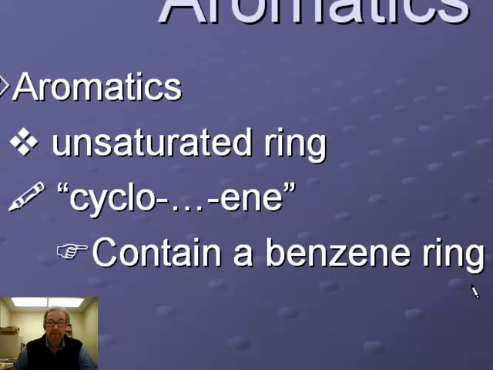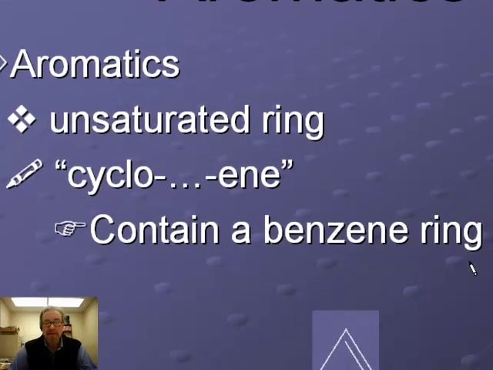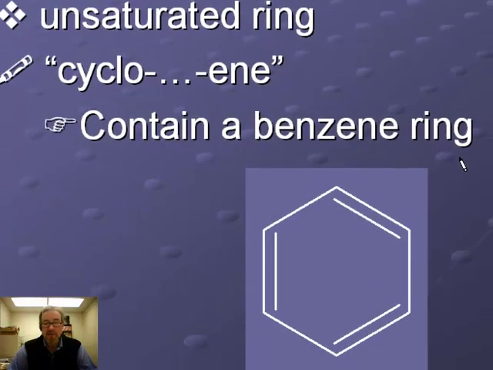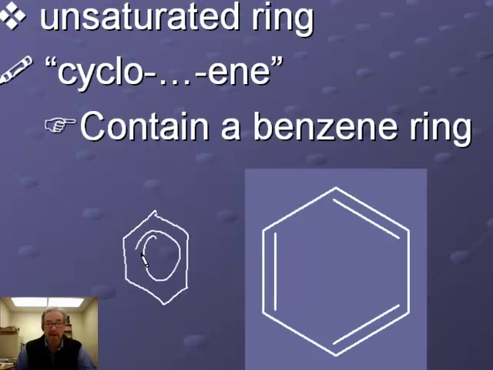Aromatics have an unsaturated ring in there, and they start with cyclo and end with ene. Most aromatics contain what's called a benzene ring. We've seen this when we studied resonance earlier, or delocalized electrons. A benzene ring is a 6-carbon ring that's got alternating double and single bonds. Of course, we know that there's resonance or delocalization, so they're really all 1.5 bonds. But this is often how it's written, or the alternative way is to write your hexagon structure and then put a circle in the middle to represent the delocalization.